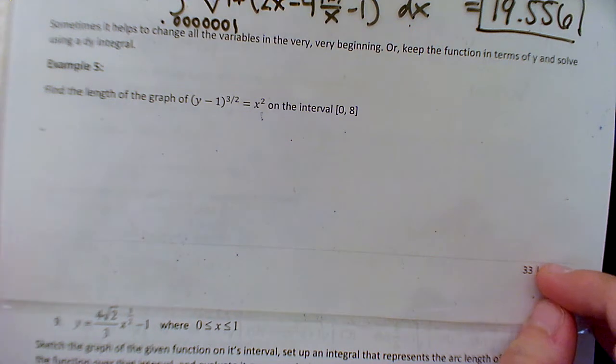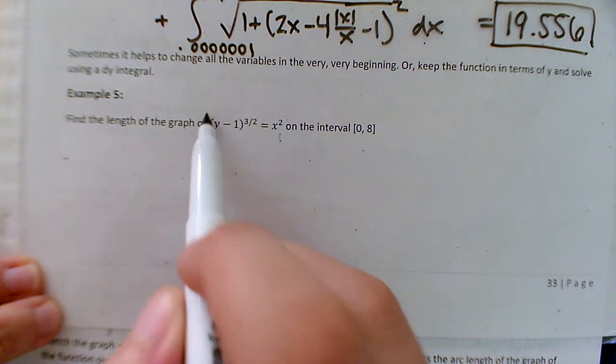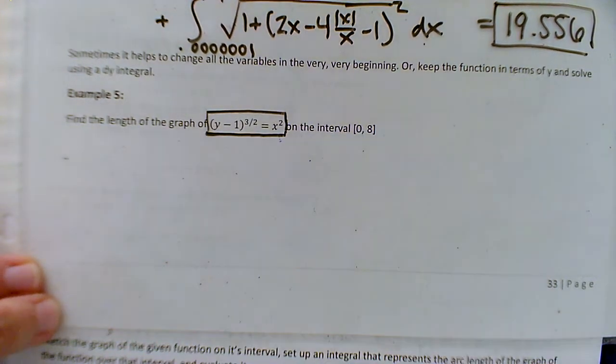So let's take a look at some other ways that functions might be represented in order for us to figure out some arc lengths on some intervals. If you take a look at number 5, the equation they give us is not necessarily solved for one of the variables. All the other ones we did said y equals, which was really easy for us to then find the derivative. Notice how in this case it doesn't explicitly state y equals or x equals.